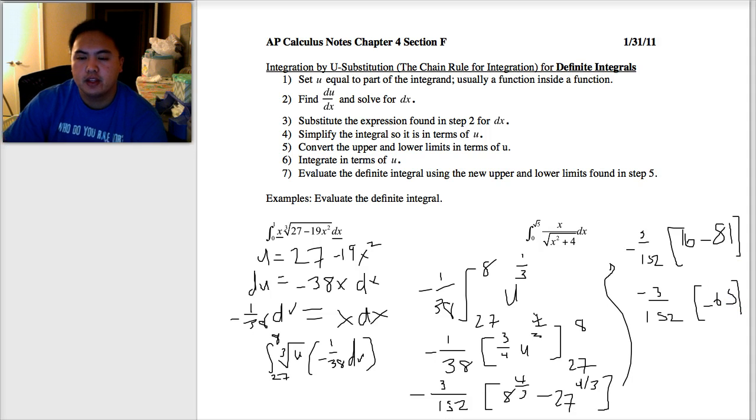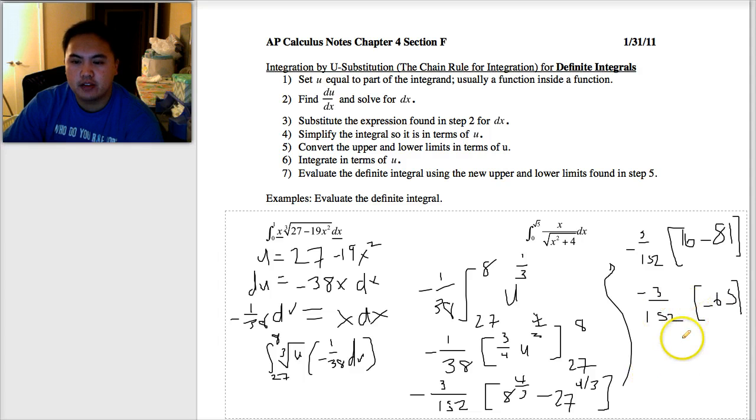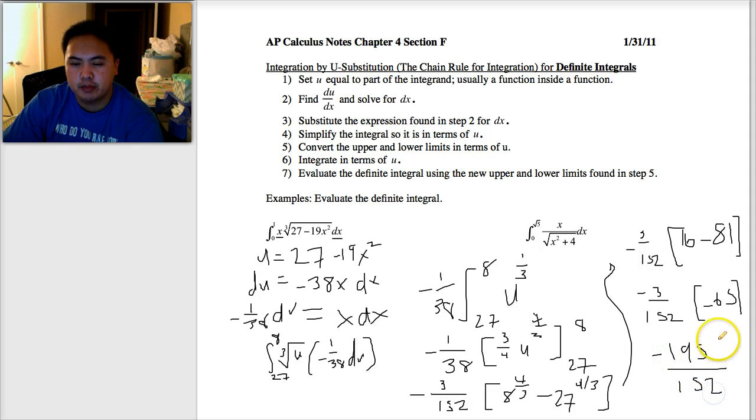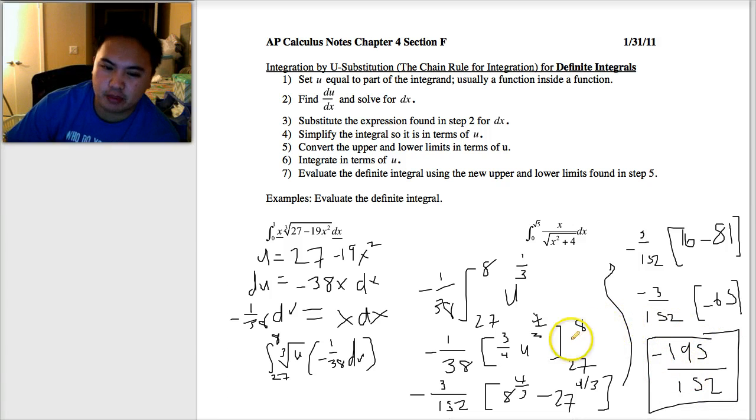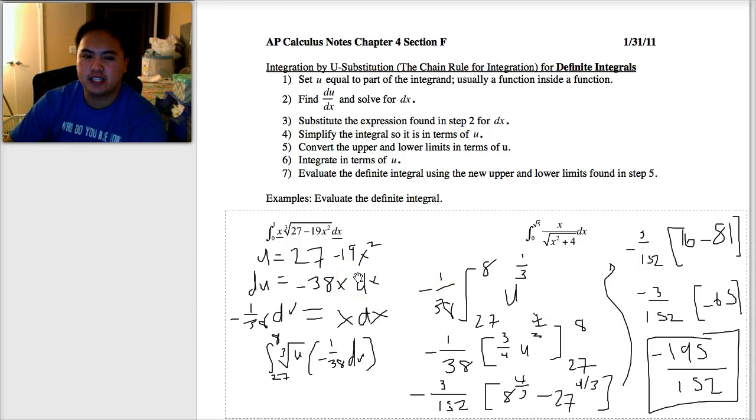Okay, so far? And then, negative 3 times negative 65, I'll multiply that out. So you're going to get negative 195 over 152. And I don't know if that reduces or not, or you can put that in a calculator and get a decimal, but that is how you do definite integrals. So it's not a pretty answer. Most of these aren't very pretty answers, but that's how you find out the definite integral.